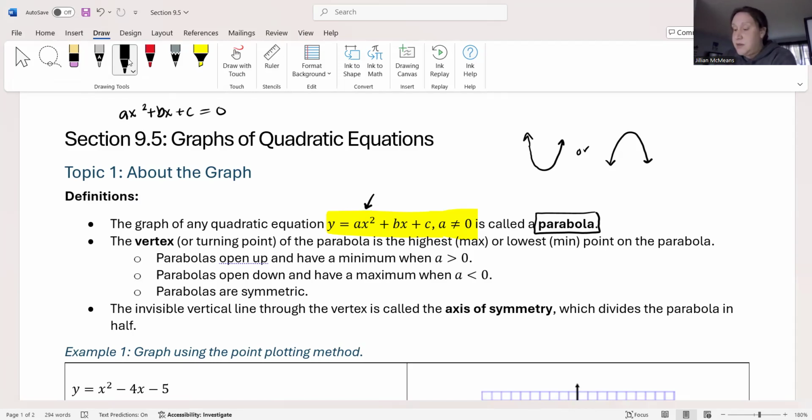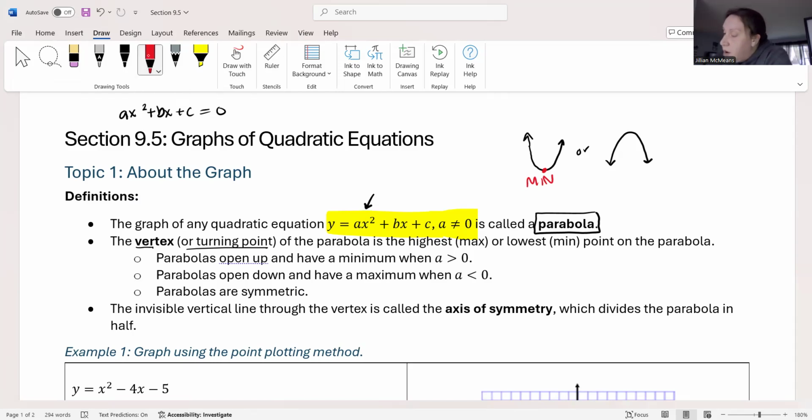Okay, now the vertex or turning point of the parabola is the highest, which we call the max, or lowest, which we call the min, point on the parabola. So if we were looking at these two graphs that I've drawn, this point right here would be the vertex of that graph, and it is the lowest point on that parabola. This would be called a minimum, or a min for short.